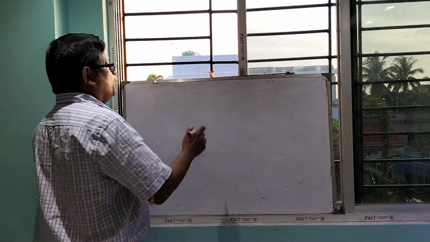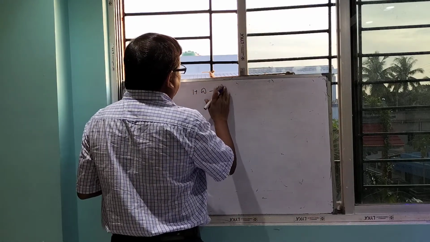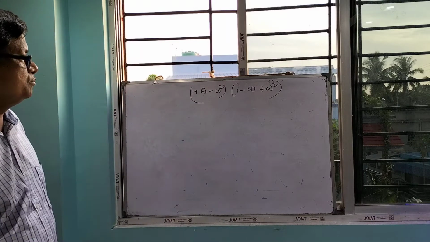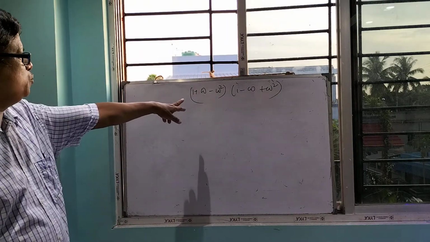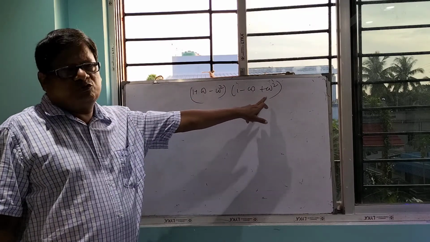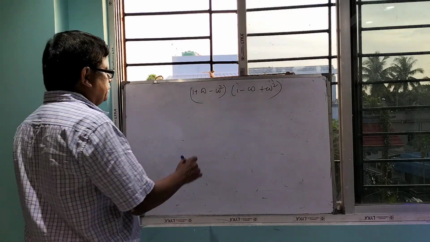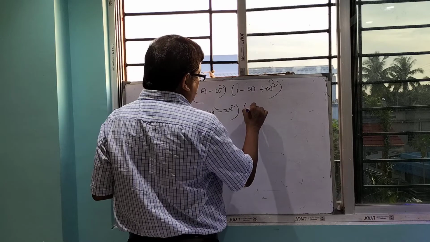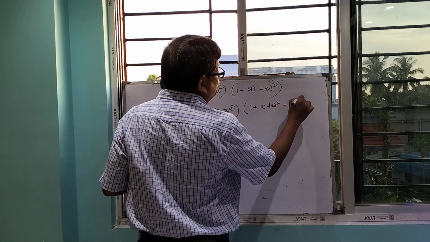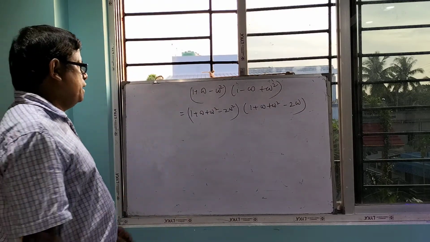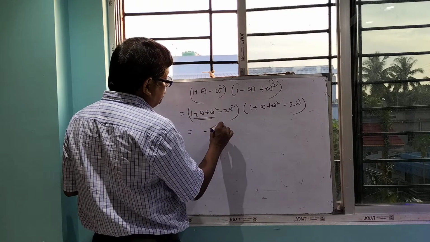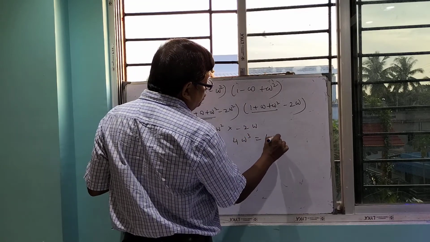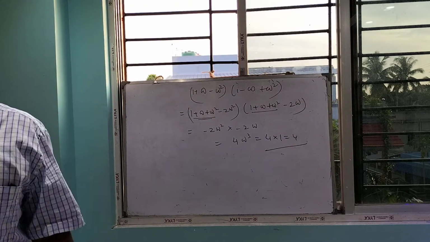Again, suppose 1 plus omega minus omega square into 1 minus omega plus omega square. What is the value? So we can write 1 plus omega square minus 2 omega square, and here also 1 plus omega square minus 2 omega square. So this value will be 0. So minus 2 omega square into, here this also 0, minus 2 omega. So 4 omega cube, so 4 into 1, that is 4, because we know the omega cube is 1.